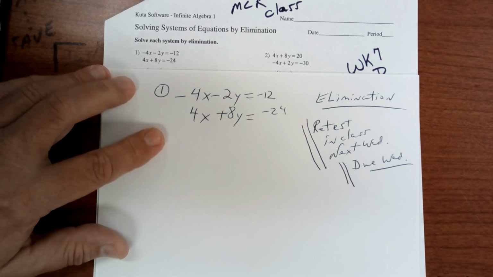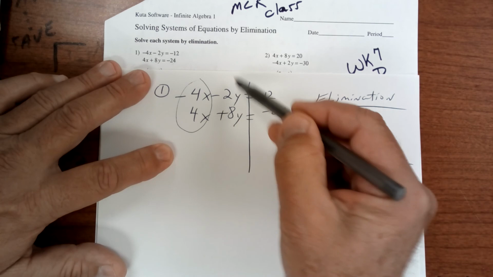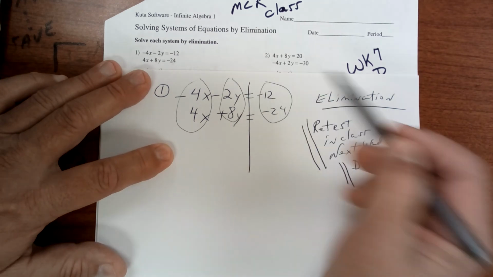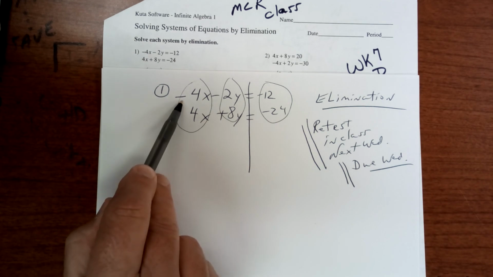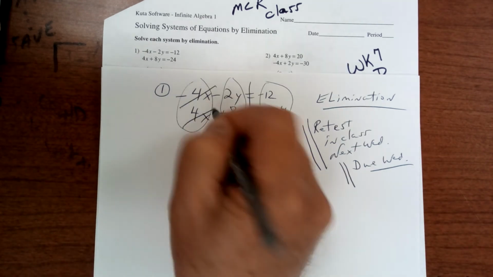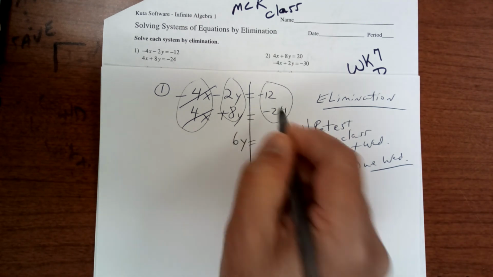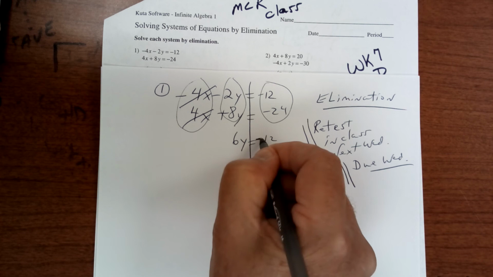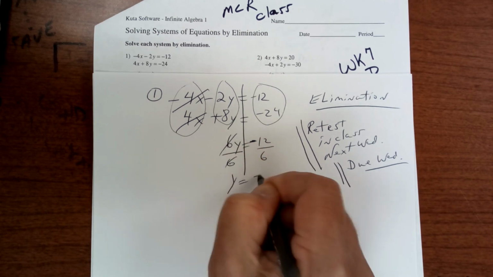So take a look here. Here your x's are lined up, your y's are lined up and your numbers are lined up. This is called standard form pretty much, even though they don't want a negative. But this cancels. That's why it's called elimination. So here you get 6y is equal to a negative 12. And then when you divide by 6, you get y is equal to a negative 2.